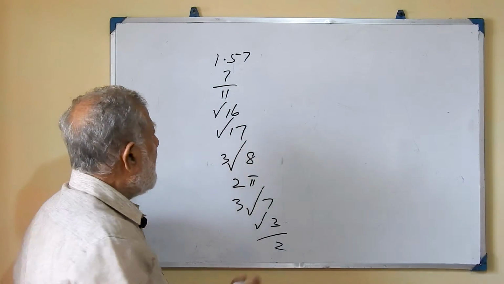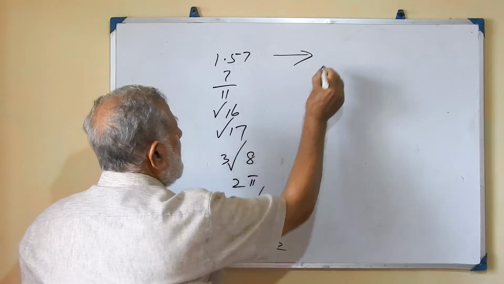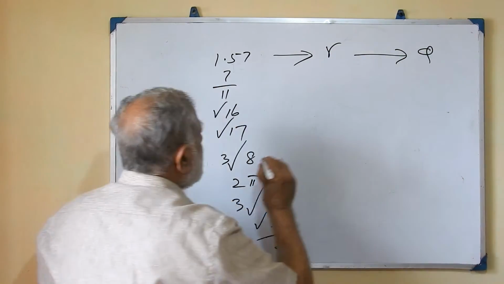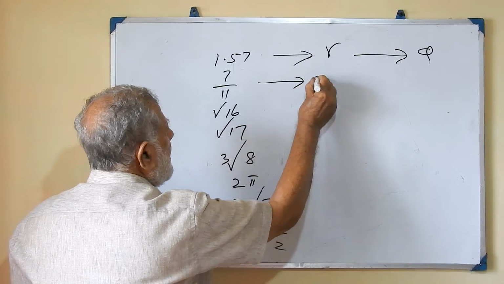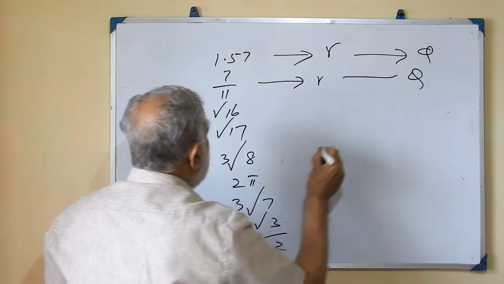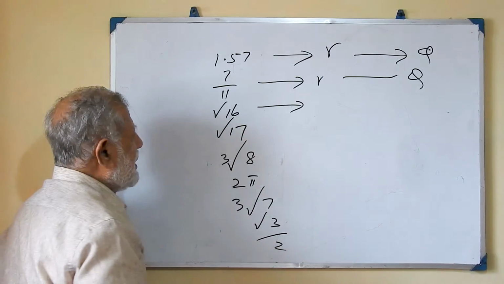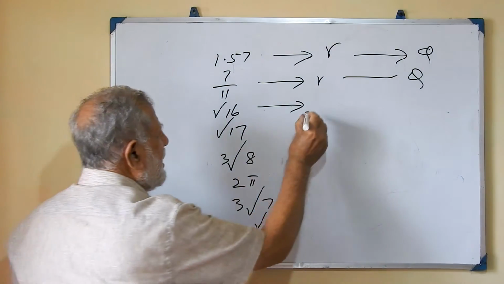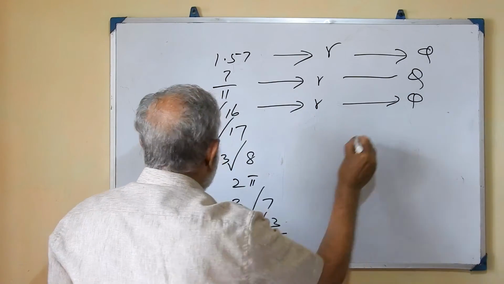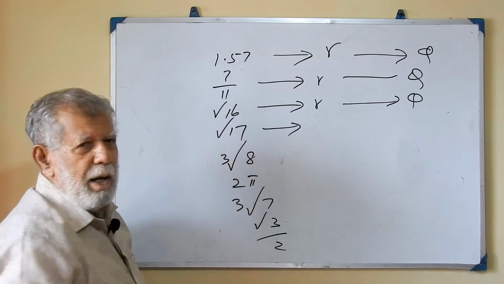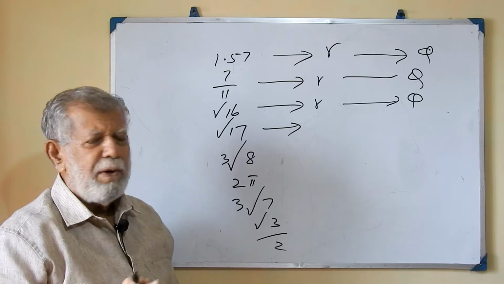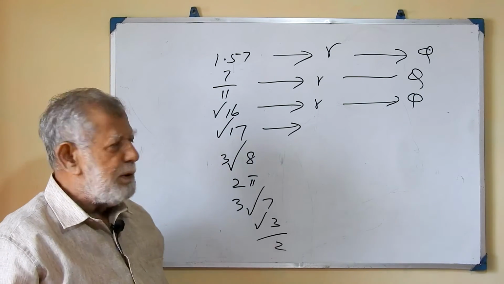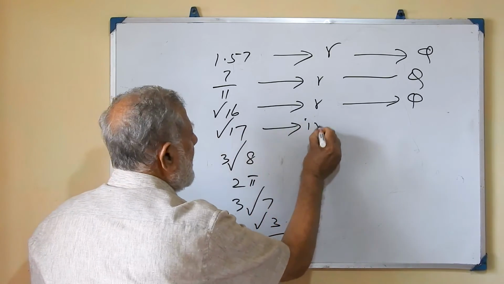So 1.57 is a rational number, so I am putting R there. If you want, you can put Q also, rational. So 7/11 is also a rational number belonging to Q. Root 16, the square root of 16, we can easily find out. What is the square root of 16? Square root of 16 is 4. So it is a rational number coming under Q. Root 17, 17 is a prime number. So we can't find exactly the root of 17. We can't find two numbers which when multiplied come to 17. So it becomes irrational, Q dash.